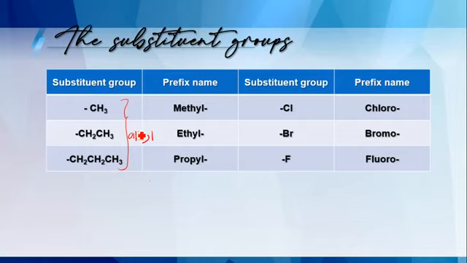If the substituent group is a halogen, the name is like this: fluoro. The -ine of the atom is replaced with -o. For example, for chlorine, the -ine is removed and replaced with -o. Bromine becomes bromo, fluorine becomes fluoro, and iodine becomes iodo. So this is the substituent group.